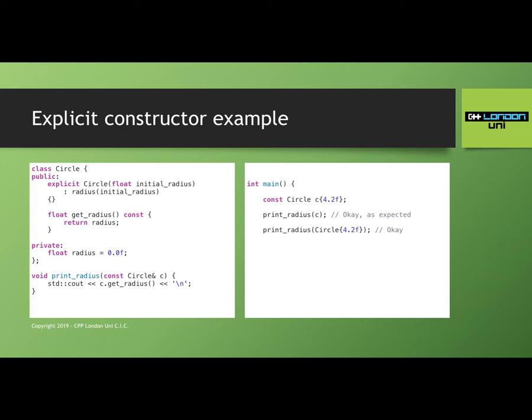And we can still directly construct a circle as part of the function call because, as I said before, we have a circle, function's expecting a circle, no conversion, no constructors, all good, all fine.